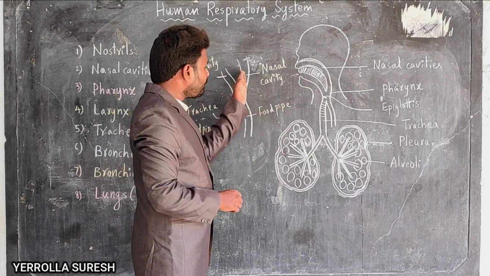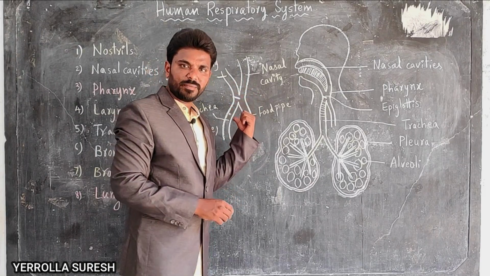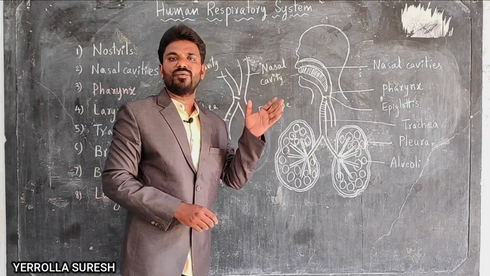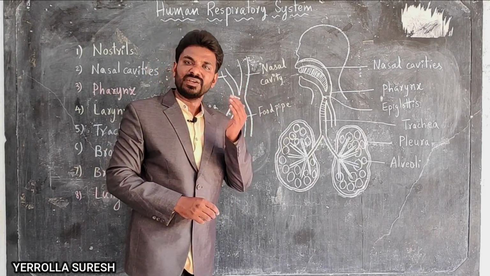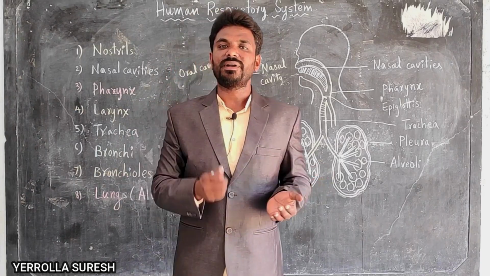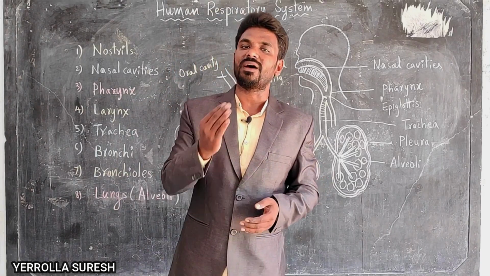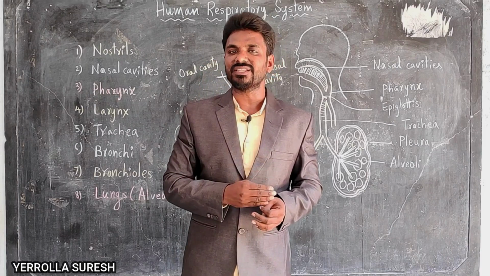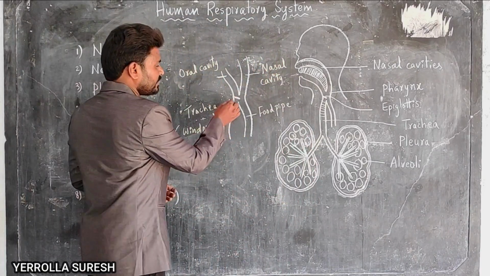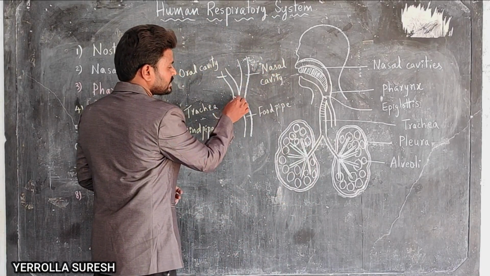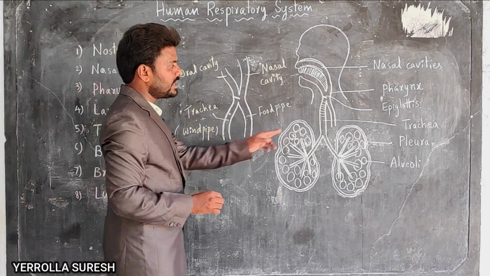Here, the food may enter the windpipe or the air may enter the food pipe. If the air enters the food pipe, there is no problem, but if the food enters the windpipe, there will be a lot of problems. So, to prevent this problem, on the top of this windpipe, there is a lid-like structure. This lid-like structure is named the epiglottis.